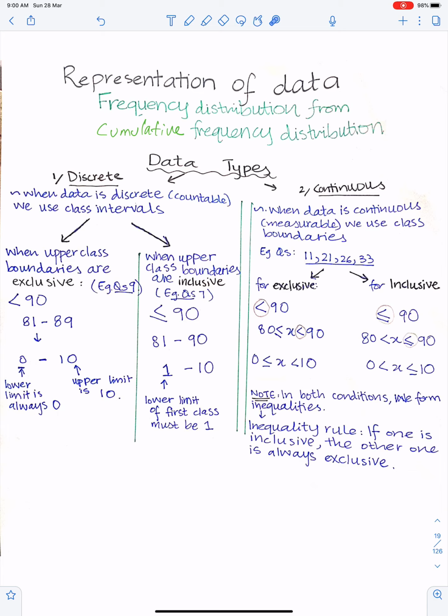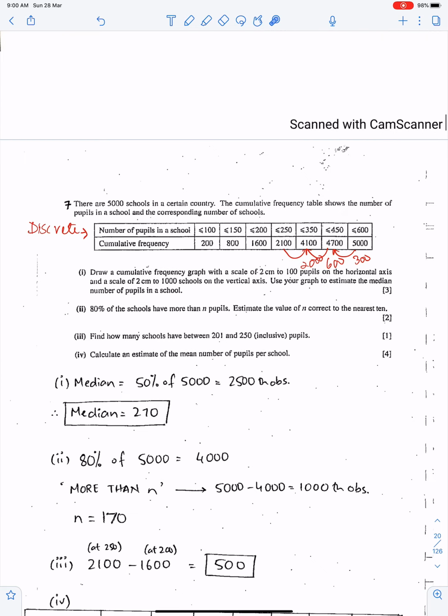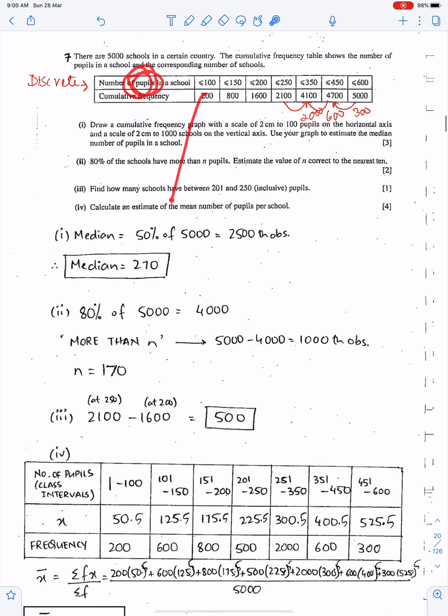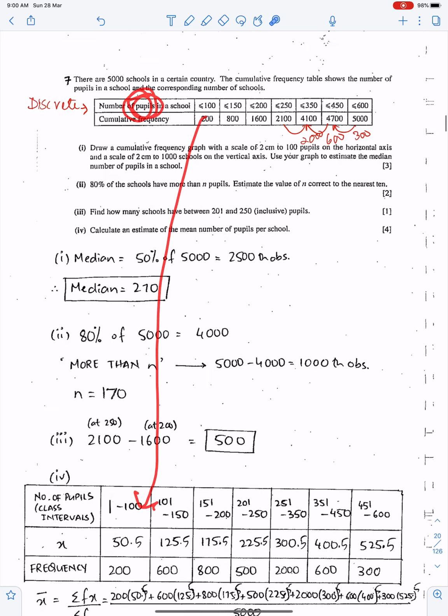Now we have 2 types of data. Number 1 discrete and number 2 continuous. When data is discrete, that is countable, we use class intervals. Remember this thing. When data is discrete, always go for class intervals. When data is continuous, continuous means measurable quantities, we use class boundaries like this. This data is discrete, so we will make class intervals.